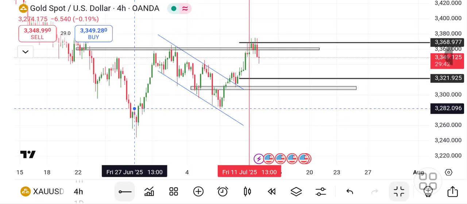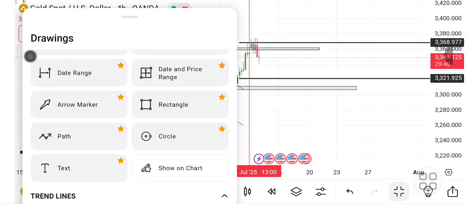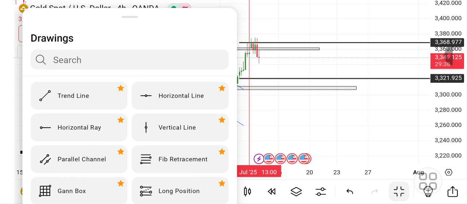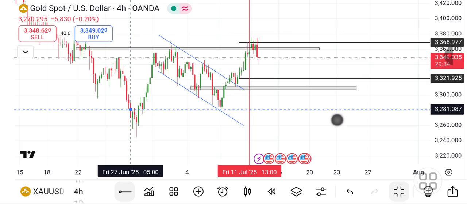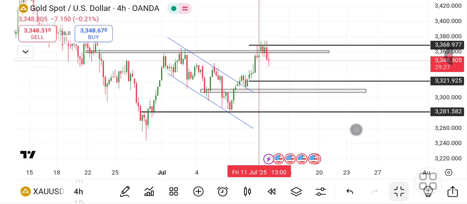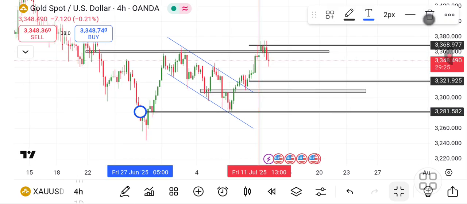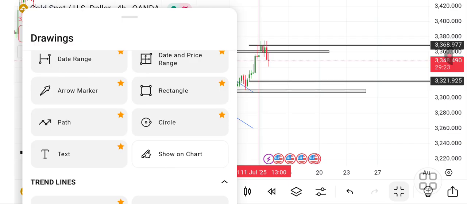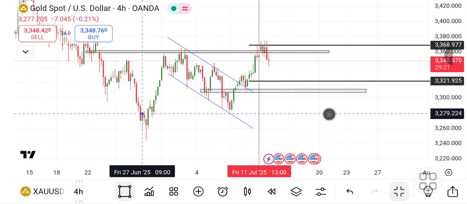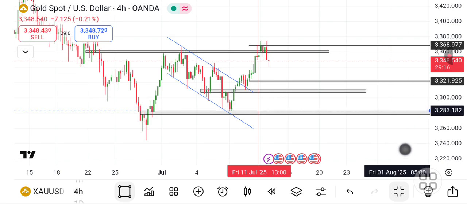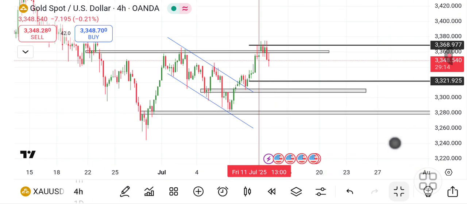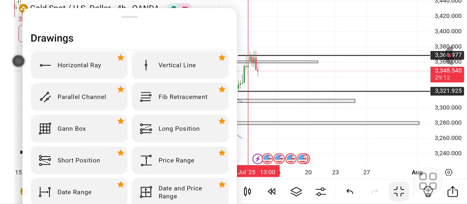Let me use a horizontal ray. Can also work well. No, let me use a rectangle, because the rectangle brings the whole thing on the table. So also that makes it a good zone.